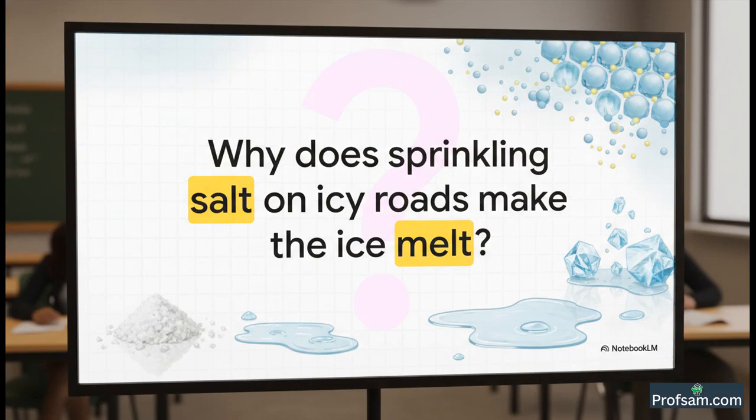First, let's start with a simple question. You may have heard that in very cold countries, they sprinkle salt on icy roads, and somehow the ice begins to melt. But how is that possible if the temperature is still below zero? Well, this little mystery is exactly what we are going to solve today.